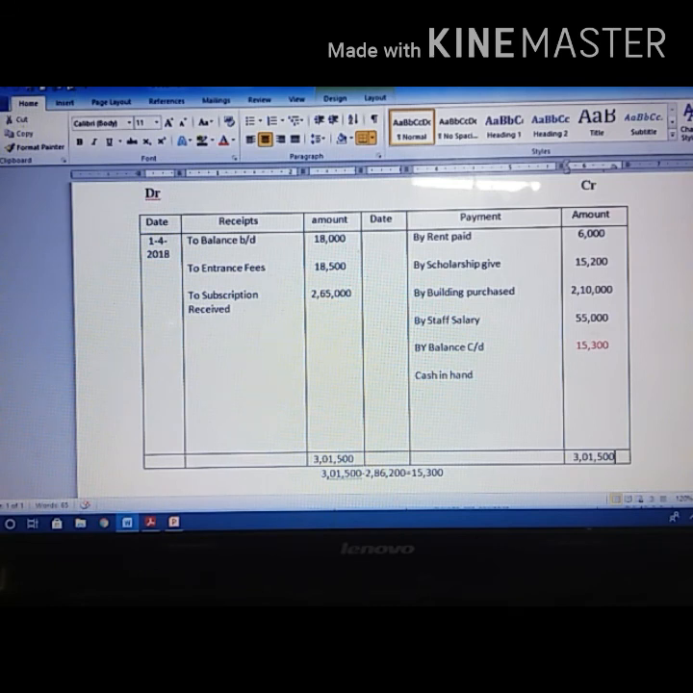Before that, you must learn the format properly. If you do not know the format, then you cannot prepare a receipt and payment account. Even if you have any doubts, you can ask me, children.